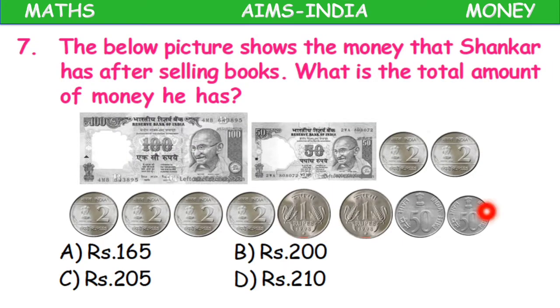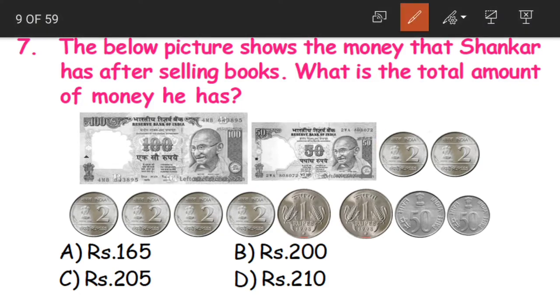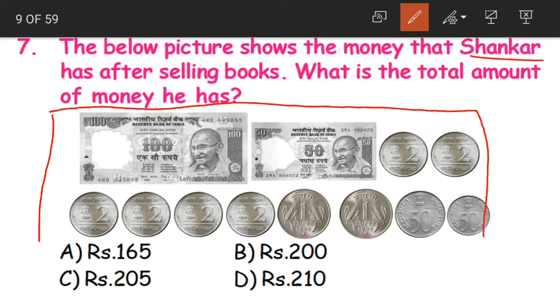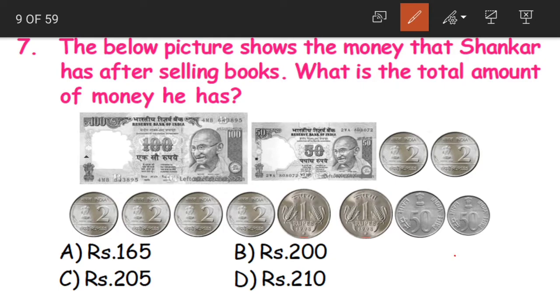Moving on to next question 7. The below picture shows the money that Shankar has after selling his books. What is the total amount of money he has? What are they saying? Now this here is the total amount our Shankar has after selling his books. We should find out the total amount. That means we have to find out the value here.